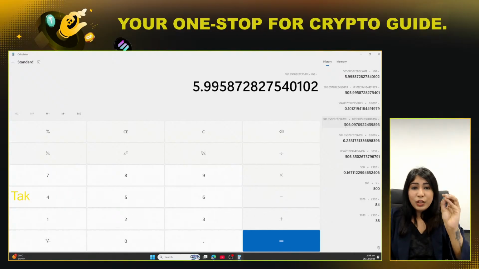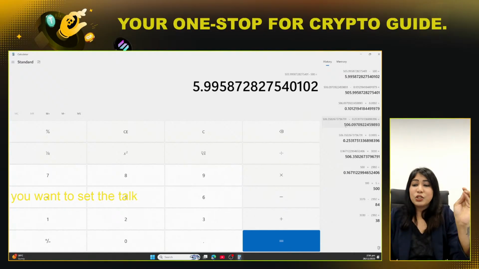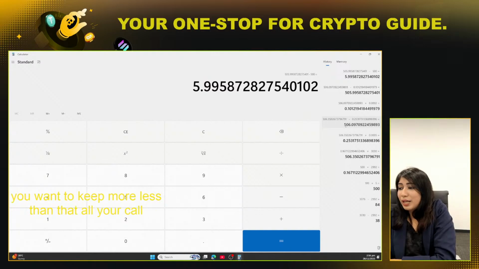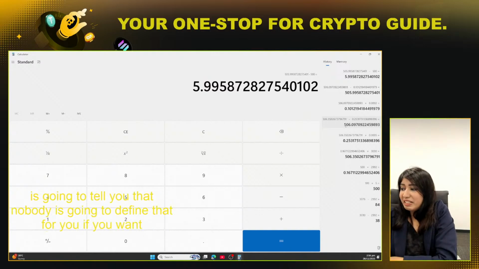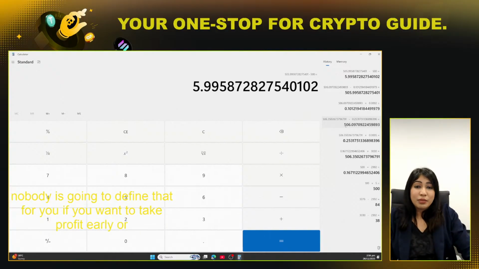This is the least I'm trying to tell you guys. Profit taking, where you want to set the targets, you want to keep it 1:2, 1:3, or you want to keep it lower than that. These are all your calls. Nobody is going to tell you that. Nobody is going to define that for you. If you want to take profit earlier than this, that's also okay. Nobody is deciding on that. That's totally up to you.